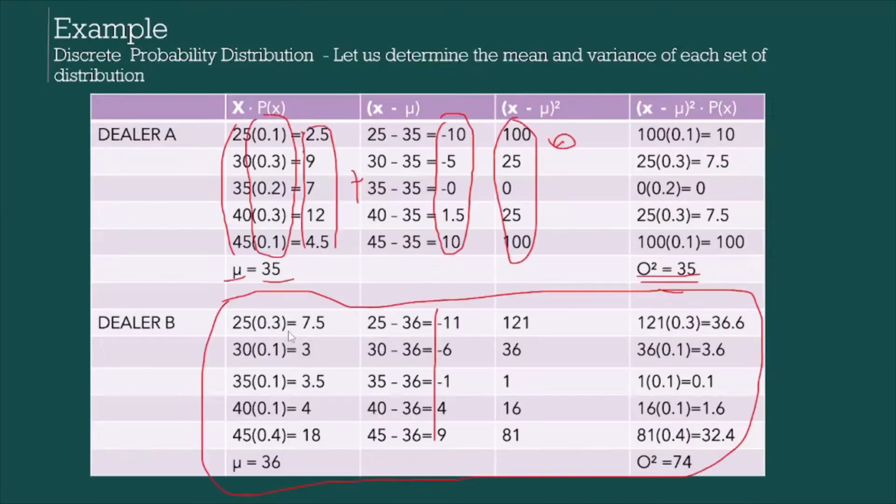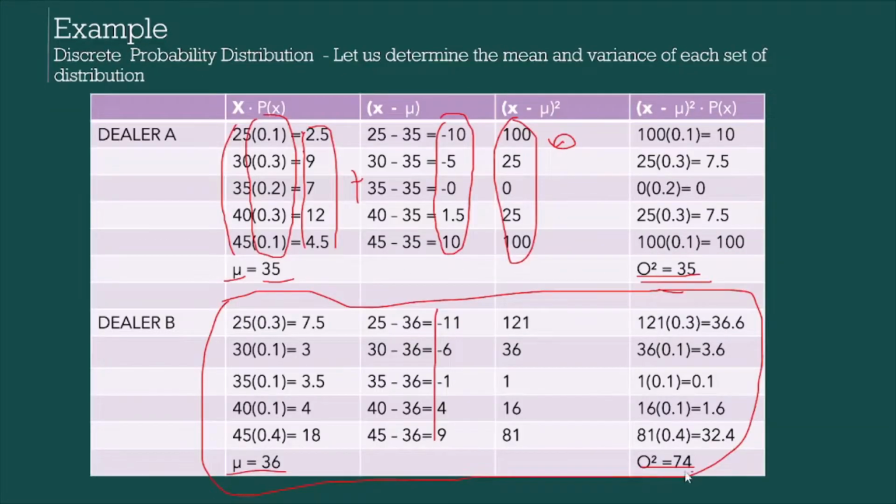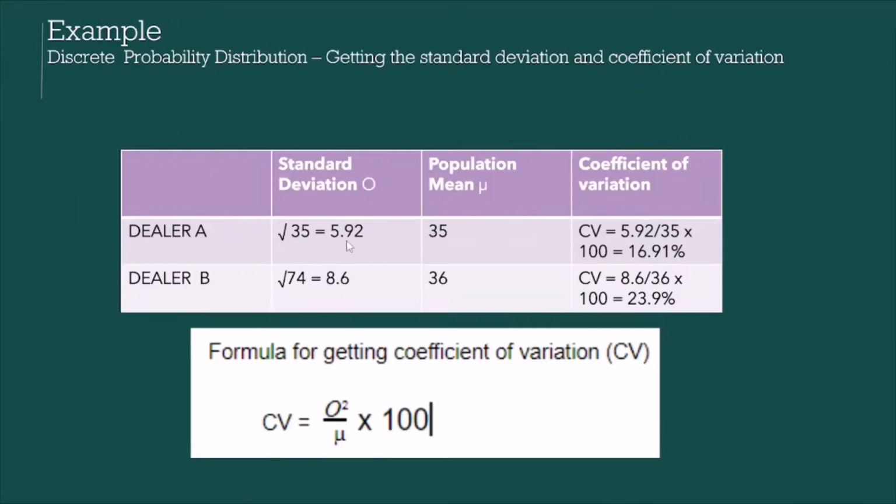Now, after getting our mean in dealer B, which is 36, and our variance, which is 74, after getting the variance and the mean, we are going to square root 35, which is our variance. So the square root of 35 is 5.92. The square root of 74 is 8.6.